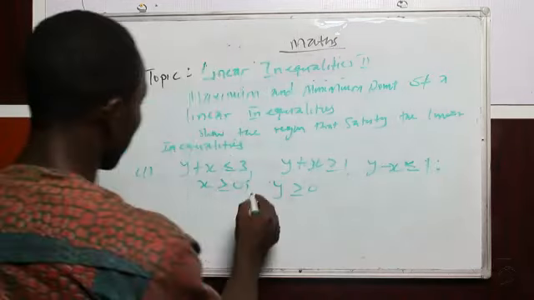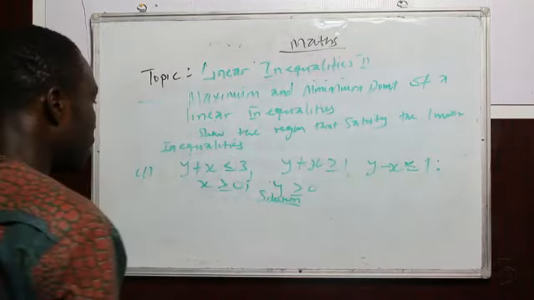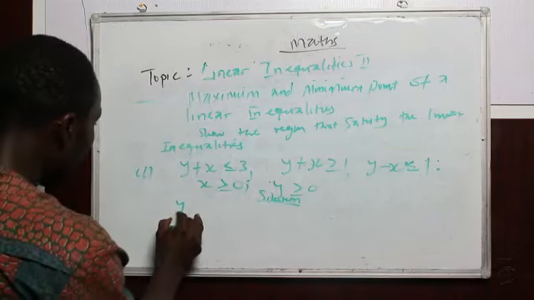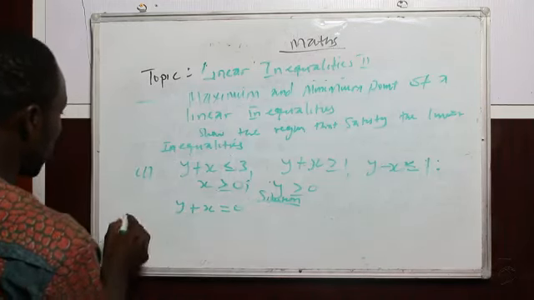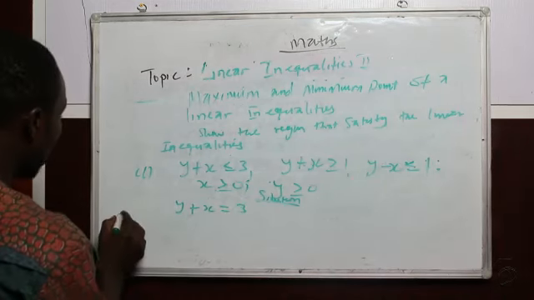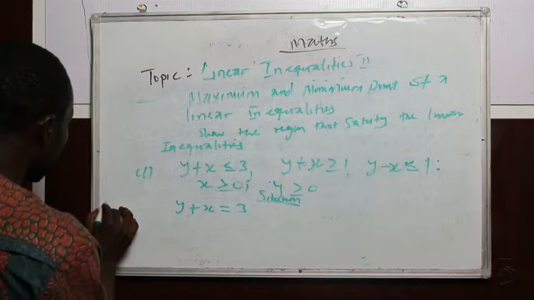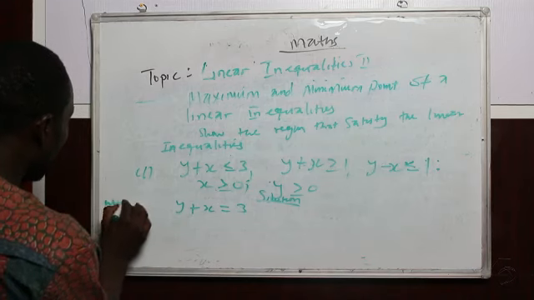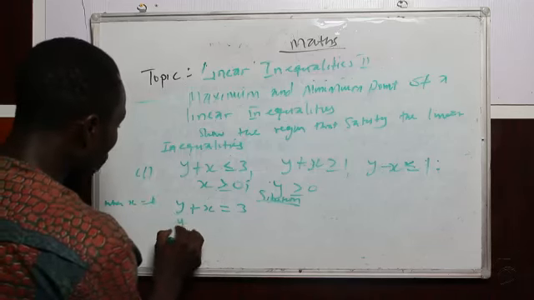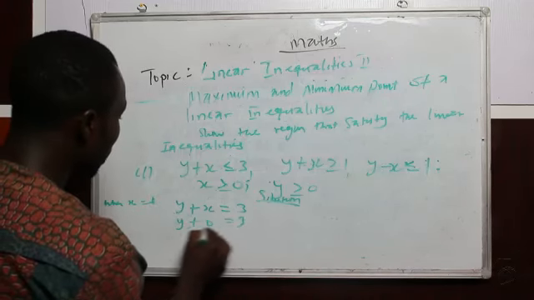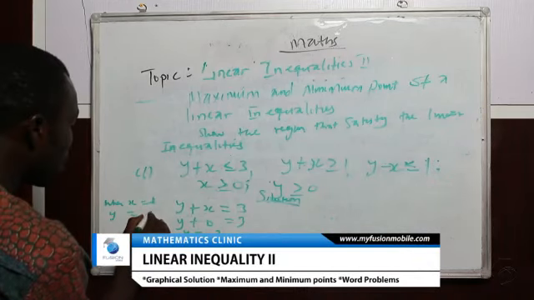Now, solution. The solution to this question is this. y plus x is equal to 3. What is our y when x is equal to 0? y plus 0 equal to 3. y equal to 3. So when x equal to 0, y was equal to 3.